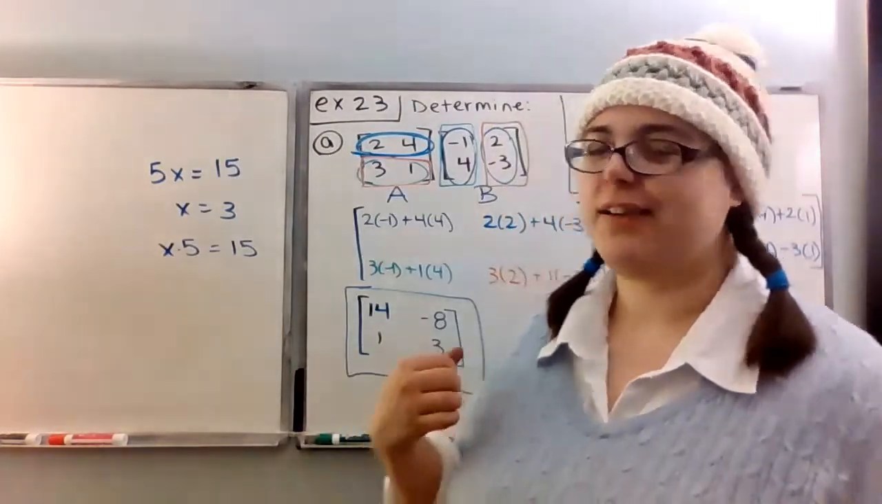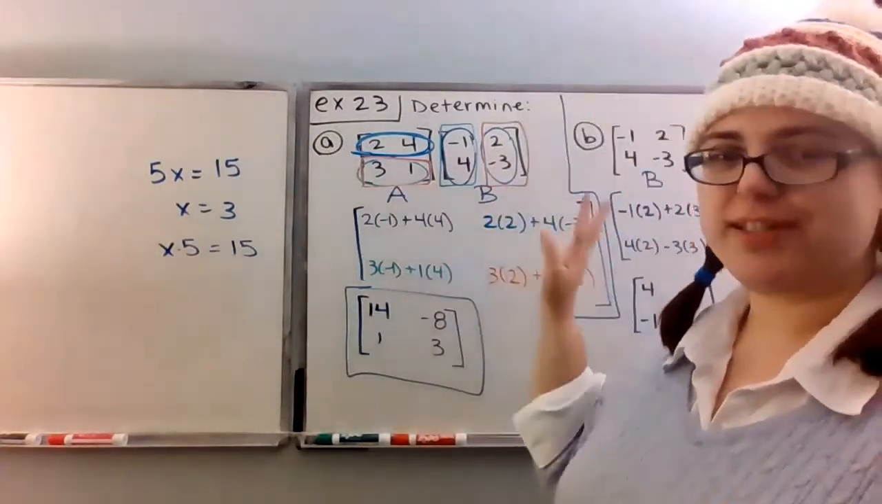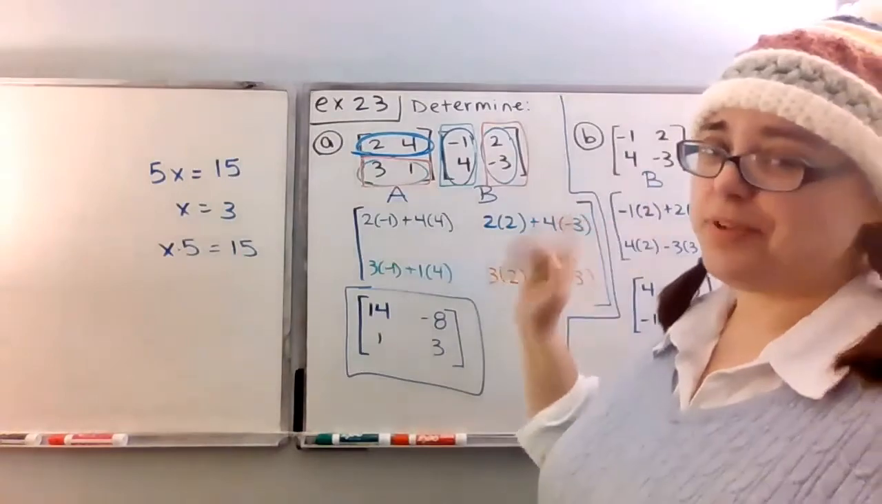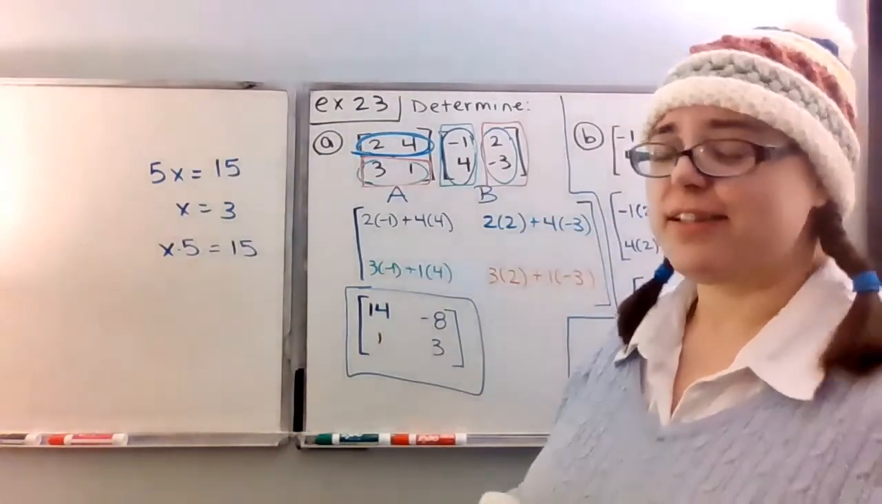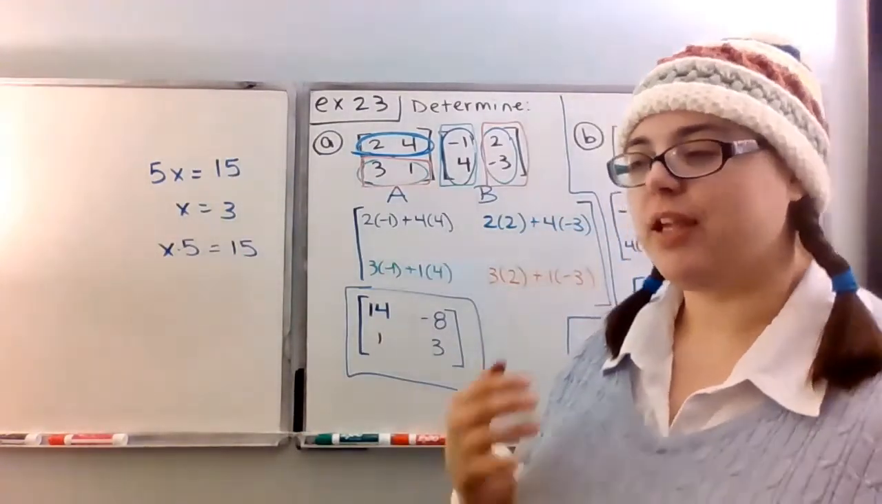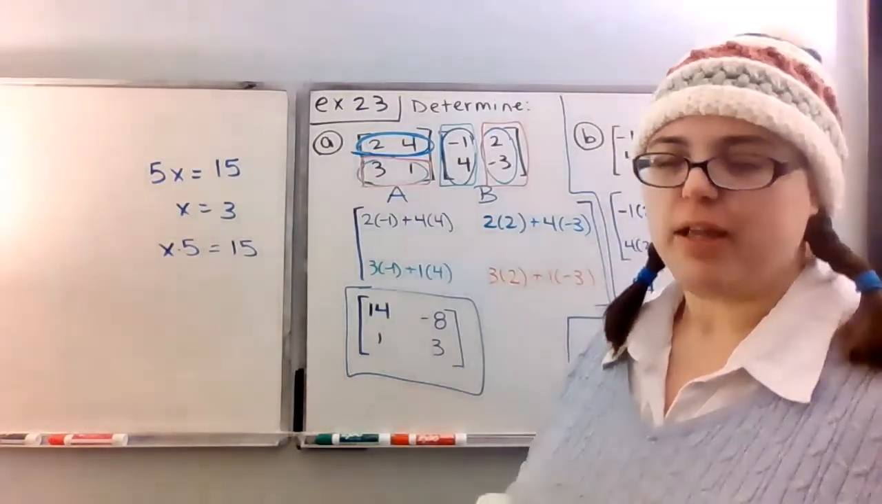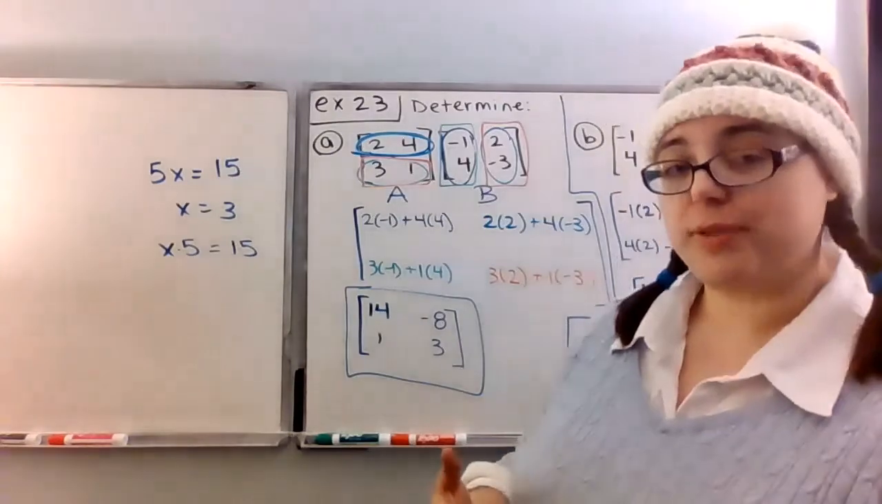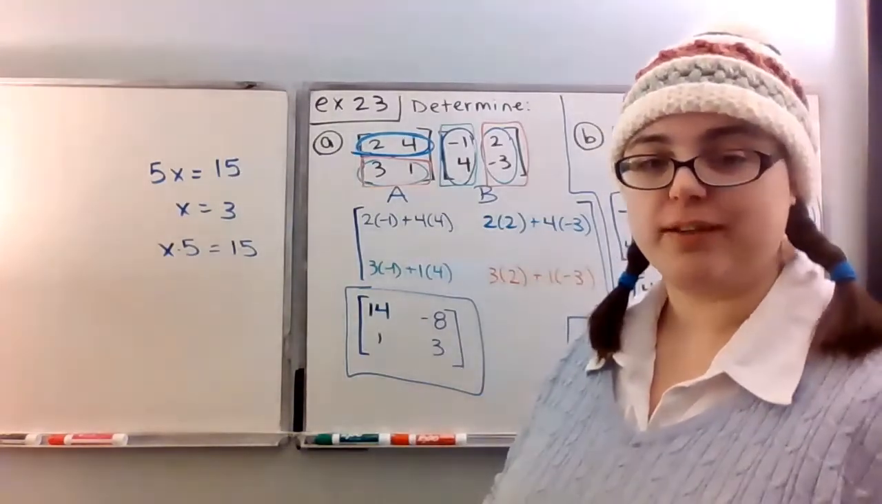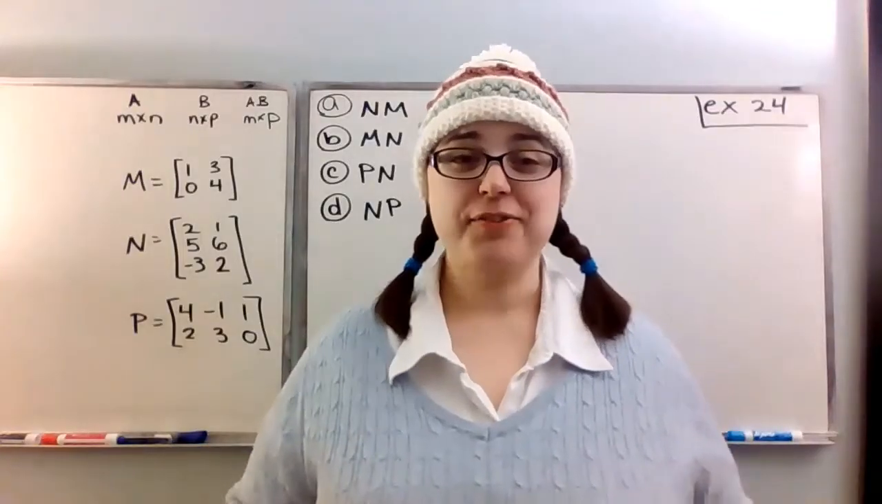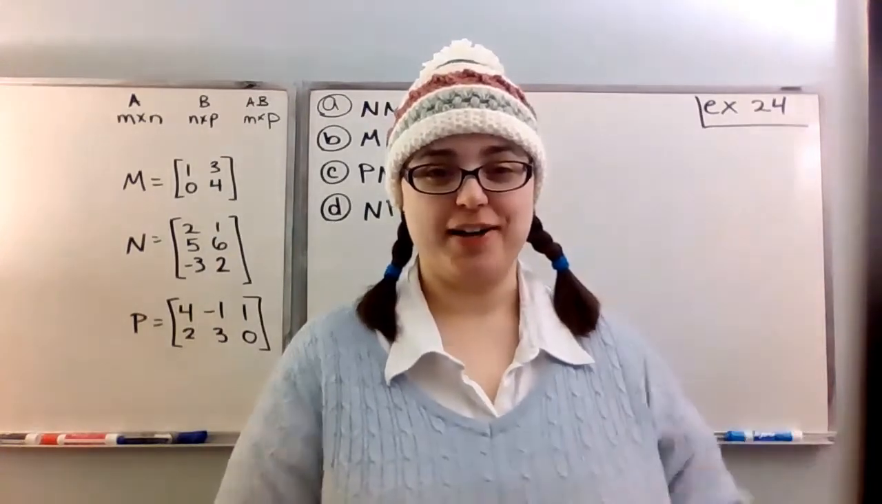Now, we also did just a 2 by 2 times a 2 by 2. These are easy examples of matrix multiplication. Let's jumble everything up now and look at a few matrices and try to perform a variety of operations on them and see which ones we can perform, which ones we can't, and what our solutions end up being. All right, folks, we're going to work on example 24 now.